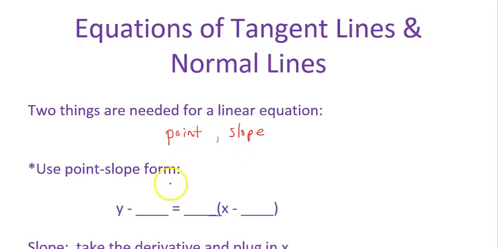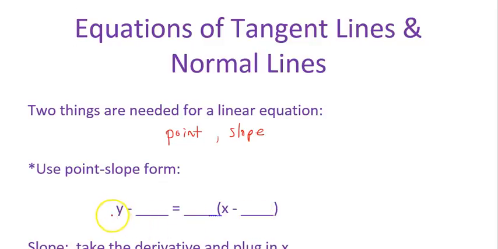In this class, we are going to use point-slope form a lot. That's what we're going to make our tangent line equations and our normal line equations with. Point-slope form says y minus y1 equals m(x minus x1). But I don't want you to necessarily have to remember the x1s and the y1s and the m's. I want you to remember how to set it up and then fill in the blanks.